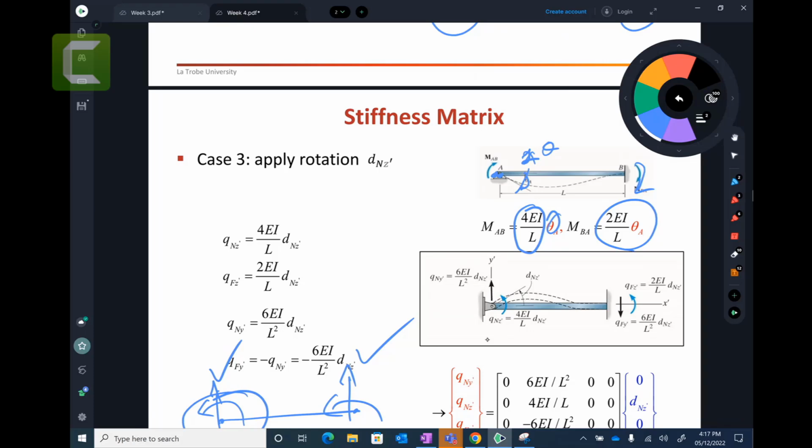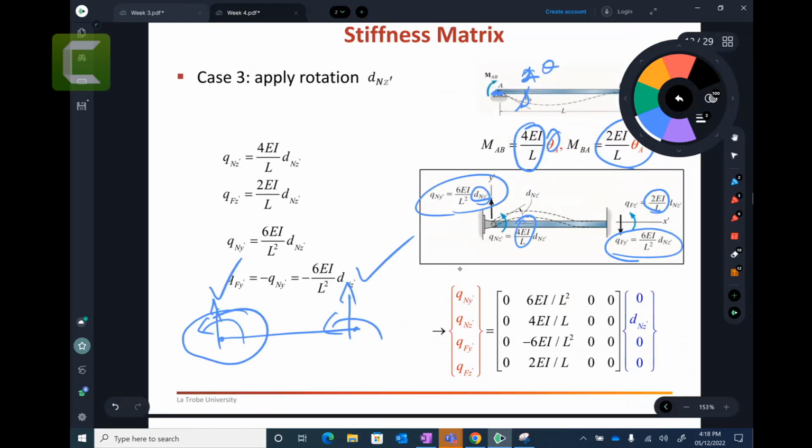And from there, you can think of the notations here. Theta A is your D and Z test, and that becomes your 4 EI on L, and that becomes your 2 EI on L, and that's the reaction force that is created. OK, so again I put it in the matrix format, and that is the stiffness matrix that we get.